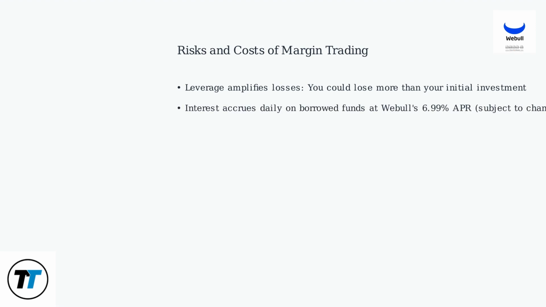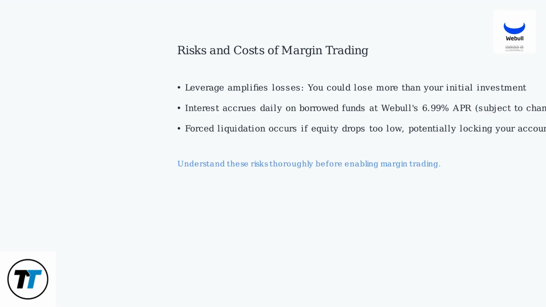Webull currently charges around 6.99% APR, calculated daily, which adds up quickly and eats into potential profits. If your account equity falls below maintenance requirements, Webull may force liquidation of positions, selling assets at potentially unfavorable prices and temporarily restricting account access. Always understand these substantial risks and costs before deciding to trade on margin.